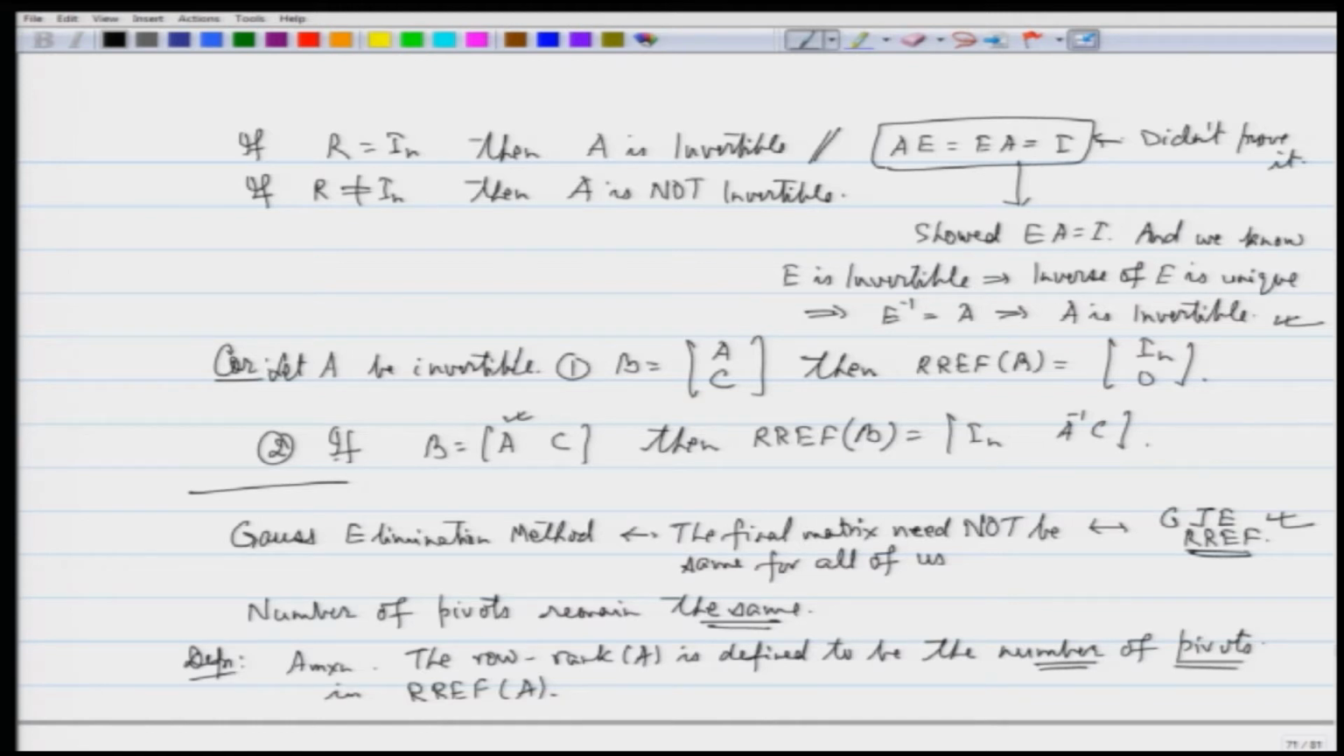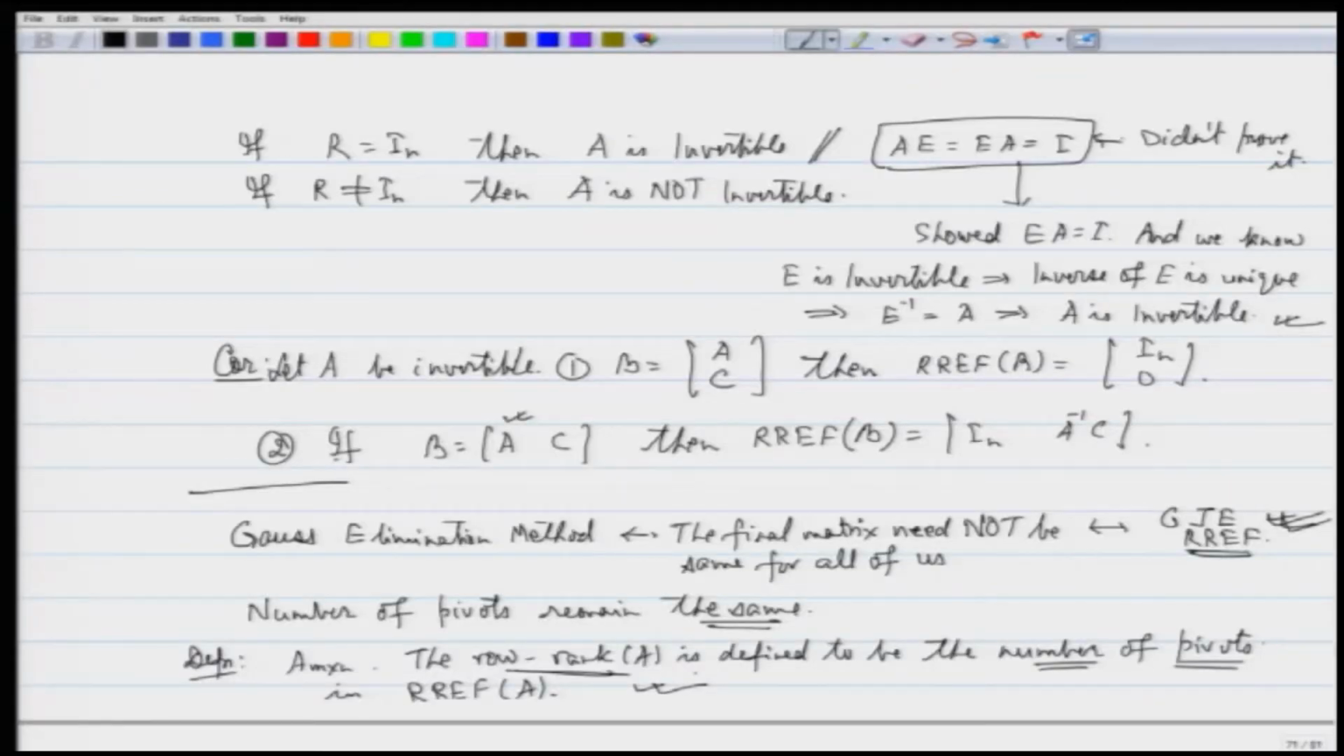So, to define the row rank of a matrix, I was forced to go to RREF because we needed somehow to say that the number of pivots is going to be the same. That I could not guarantee when looking at the Gauss elimination method, but using the Gauss-Jordan method, where the matrix is unique for all of us, we could say that the number of pivots will be the same. So, I can talk of that as an object, a number, and therefore I could define the row rank of a matrix, fine. But if you want to find the row rank of a matrix, you just have to do the Gauss elimination method, because the number of pivots does not change when I go from Gauss elimination to Gauss-Jordan, fine.